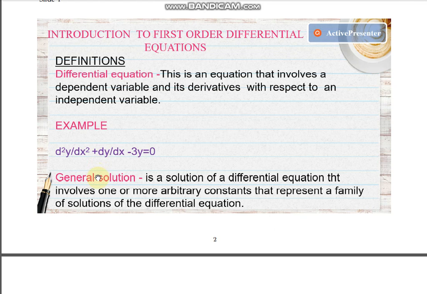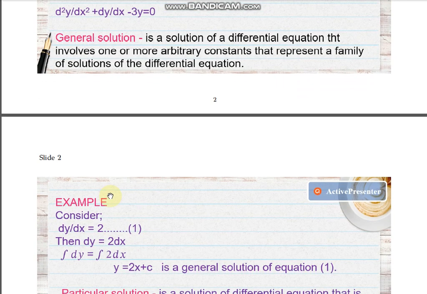Here again we need to understand what a general solution is. This is a solution of a differential equation that involves one or more arbitrary constants that represent a family of solutions of the differential equation. So if you encounter a solution of a differential equation that has one or more arbitrary constants represented as C in the solution, then we refer to that kind of solution as a general solution.